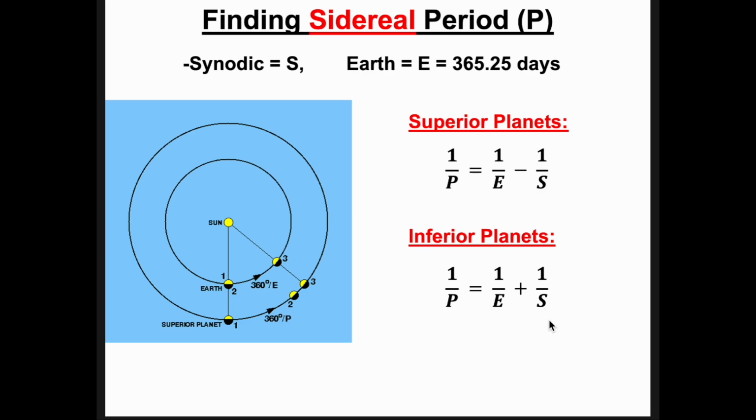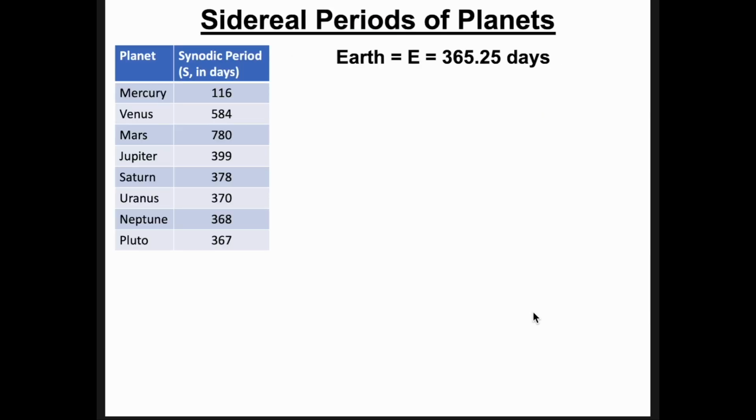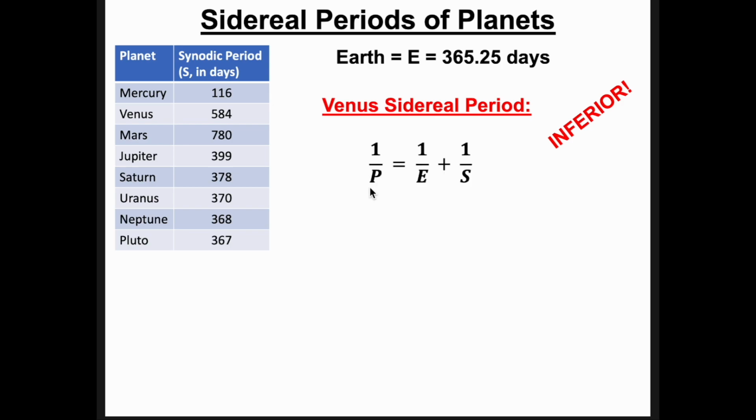So let's practice this a little bit. Here we've got the synodic period for all the planets. Mercury and Venus are the two inferior planets. Mars, Jupiter, Saturn, Uranus, Neptune, Pluto are all of our superior planets. So let's determine the sidereal period for Venus. First off, we have to remember Venus is inferior. So we're going to need 1 over P equals 1 over E plus 1 over S.